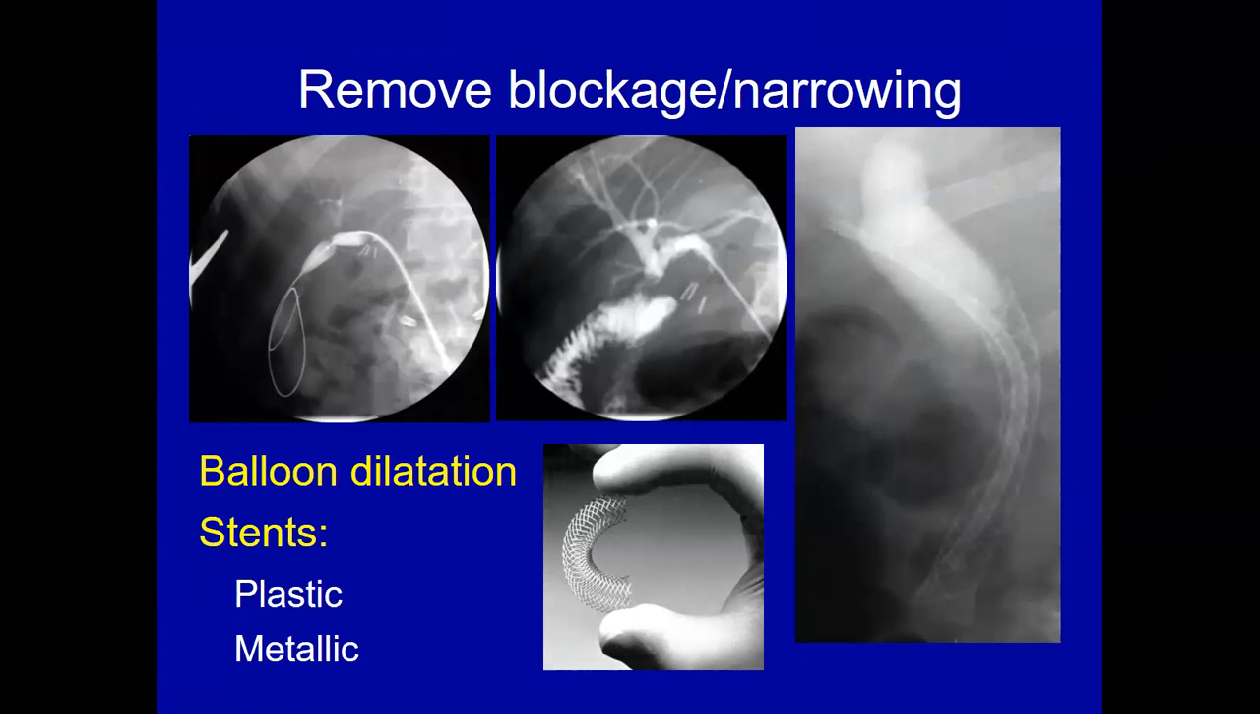We can do the same thing. We can cross the area of blockage. This is another patient. He has a blockage. First, they tried to put a plastic stent, and then the blockage recurred. And then there is another stent here, which is a metallic stent going from the common bile duct all the way down to the biliary tree. So we can open up biliary obstructions using balloons and using metallic and plastic stents.